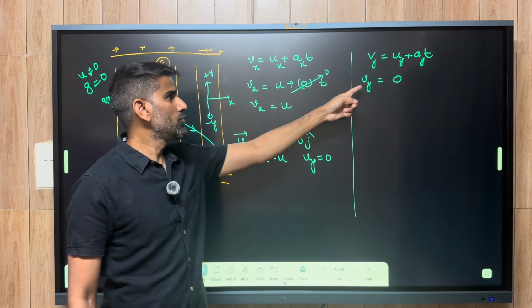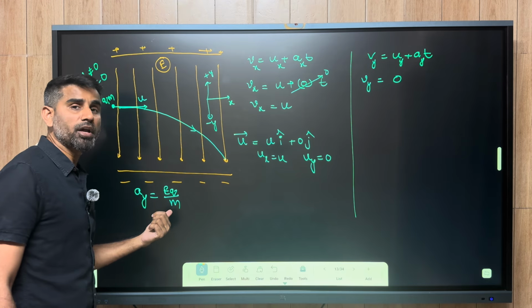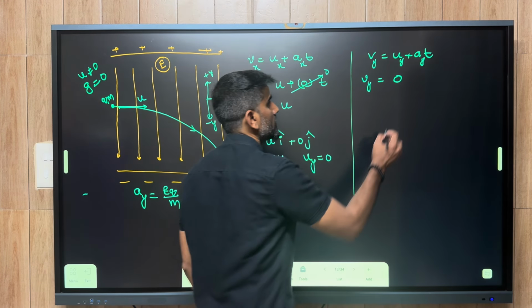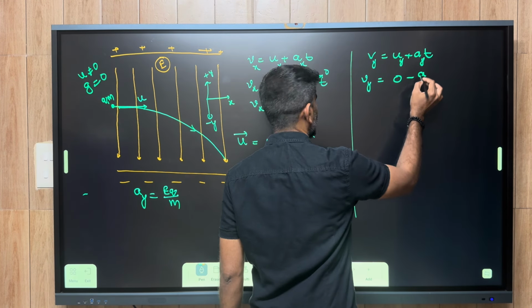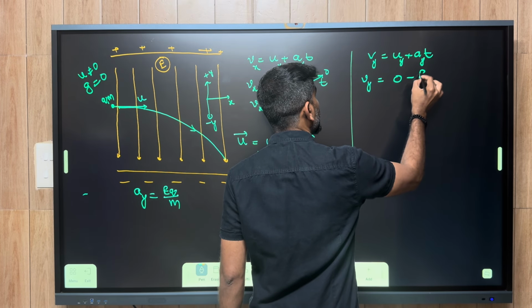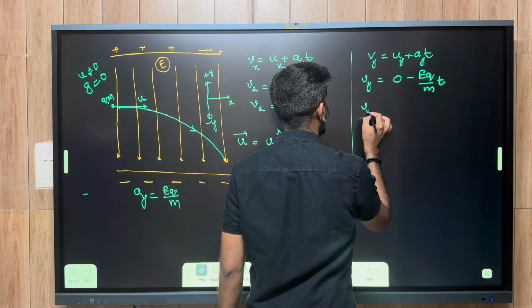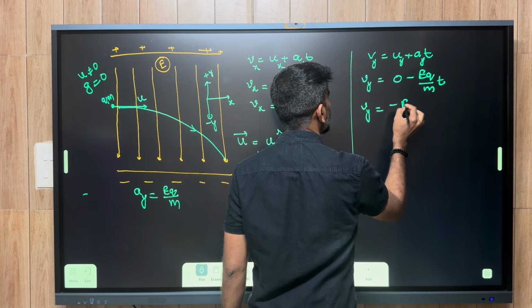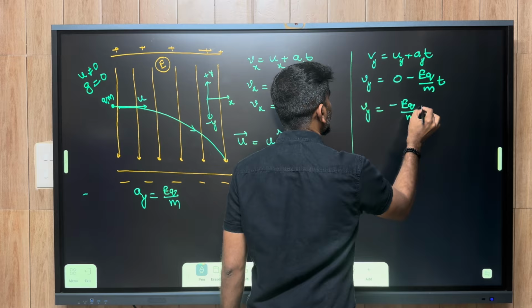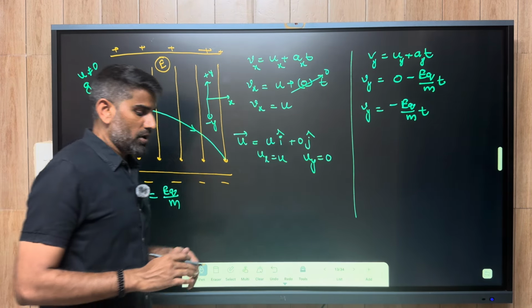So Ux is u, Uy is 0, and Ay is nothing but eq by m, which is in the downward direction, so minus eq by m into t. So Vy is equal to minus eq by m into t.